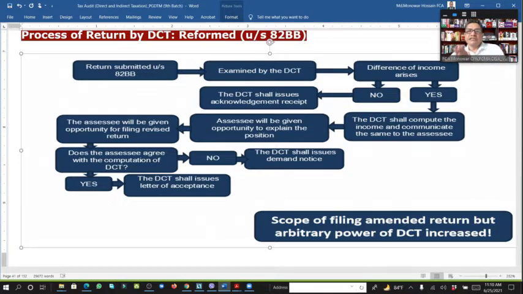So the DCT can assess and give an opportunity to explain the position, and the SSC will be given an opportunity to file a revised return. If the SSC agrees with that computation of the DCT, fine; if not, then on the DCT notice, they can pay that amount. So this is the scope of filing.